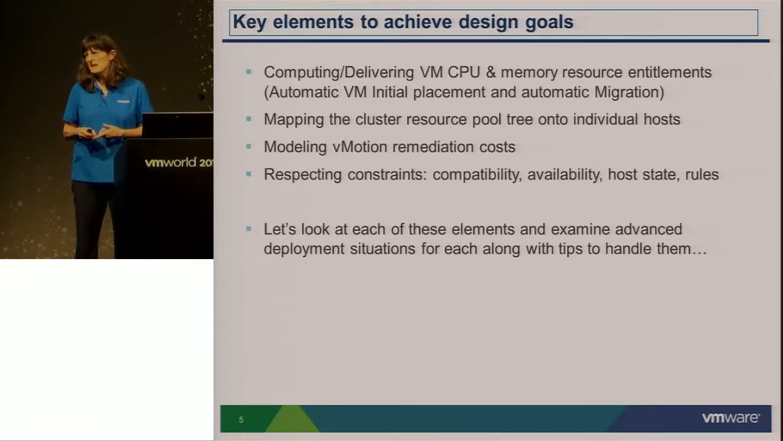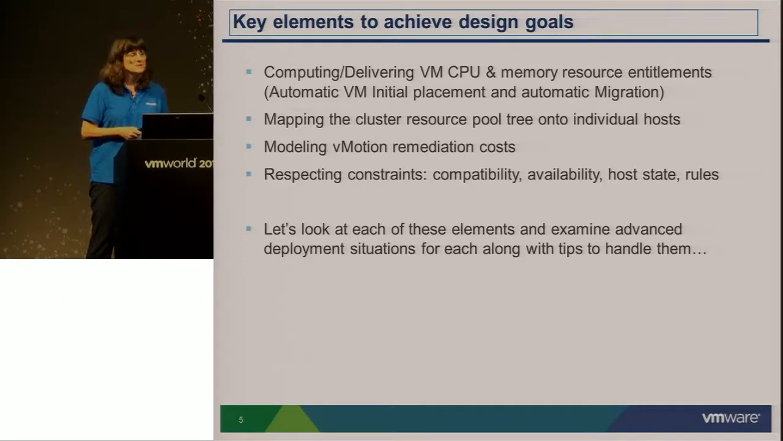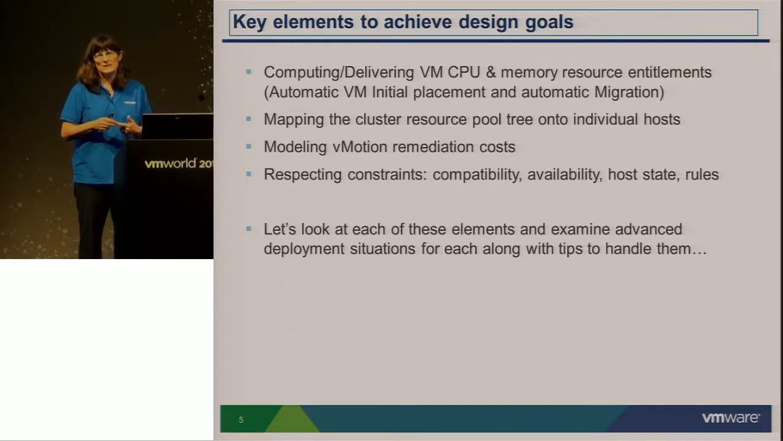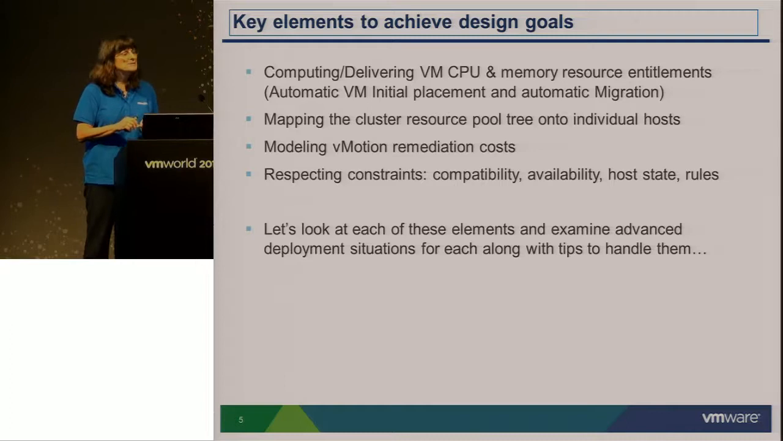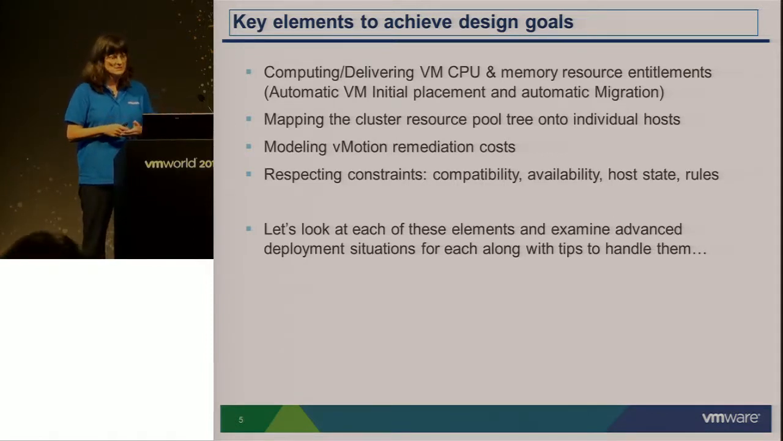So how do we use these mechanisms to achieve these design goals? There's 4 ways we do this. The first is to compute and deliver the resource entitlements in terms of CPU and memory that each VM in the cluster deserves based on their current usage, the resource controls you set on them, and the configuration of the VMs. Secondly, we manage mapping the cluster resource pool onto resource trees on individual hosts so that then ESX can manage the VMs for those mini trees on each host.